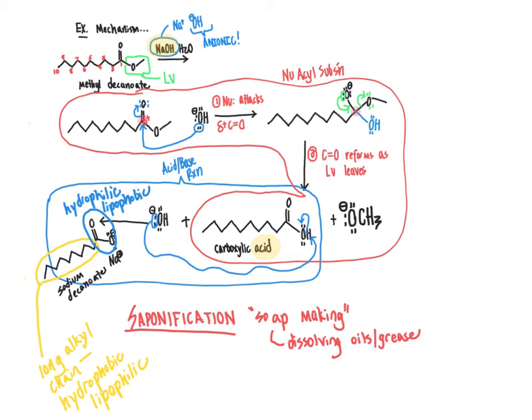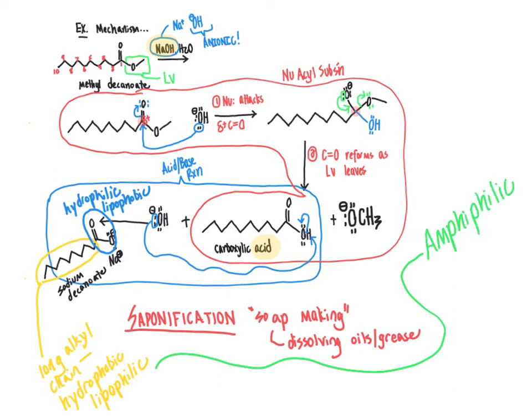And so what we end up with here is a molecule that has two distinct portions of the molecule. One that is very fat-loving, one that is very water-loving. We refer to this type of molecule as being amphiphilic. Amphiphilic means that it has portions of the molecule that are water-loving, lipid-hating, and portions of the molecule that are the opposite, water-hating, lipid-loving.